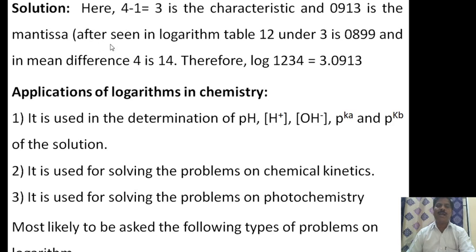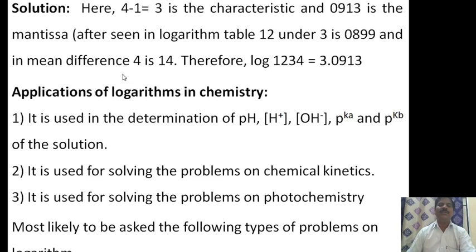Here, after seeing the logarithm table, 12 under 3 is 0.899. Then you go horizontally. In mean difference 4 you see 14, and you add it up. You get 3 as the characteristic and the mantissa as 0.913. That is how to calculate. So far I have explained how to find the logarithm values from the logarithm table.